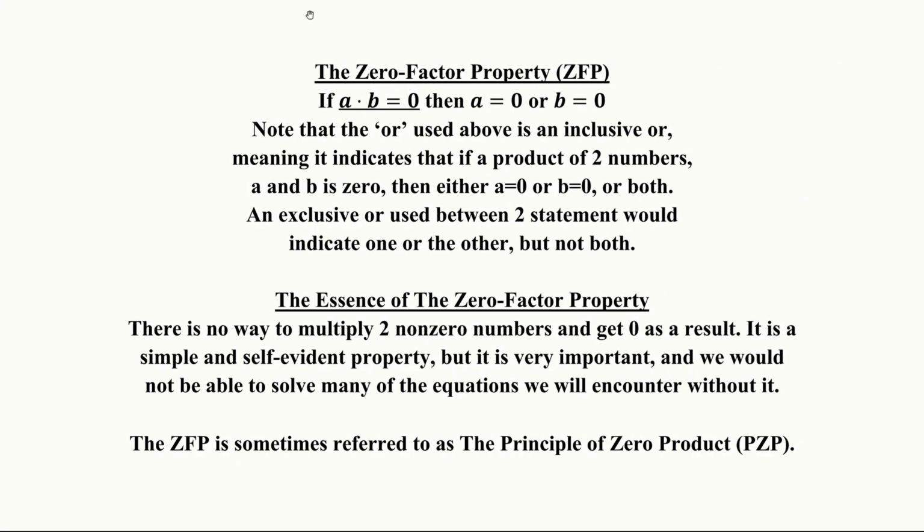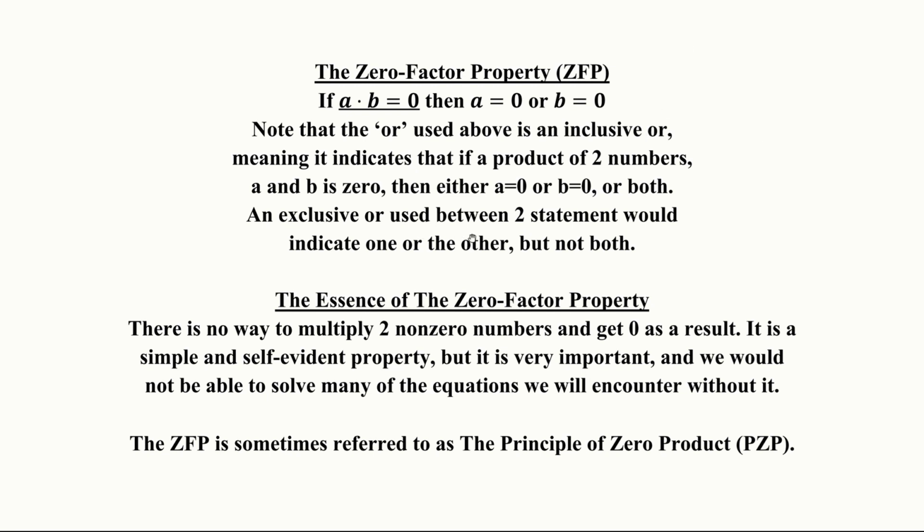Before we actually solve quadratic equations using the factoring method, it's good to remember what the zero factor property, or the ZFP, refers to. It basically states that if a product of two numbers is 0, then either the first number is 0 or the second number is 0. Now, the OR used above is an inclusive OR, so that means either A is 0 or B is 0 or both are 0. That's okay too.